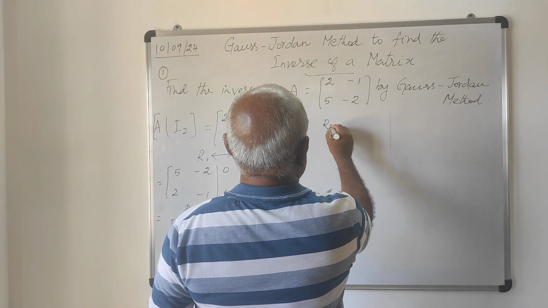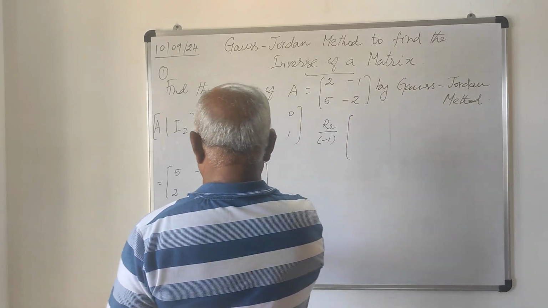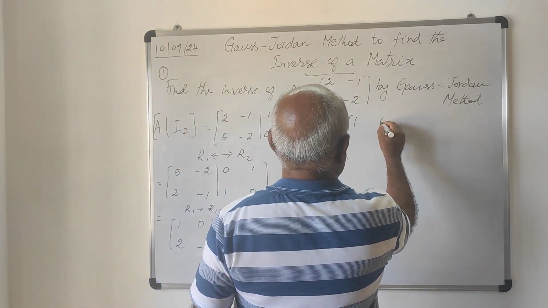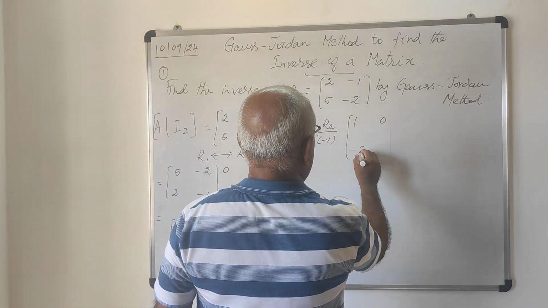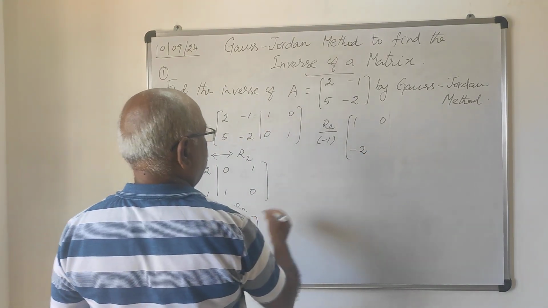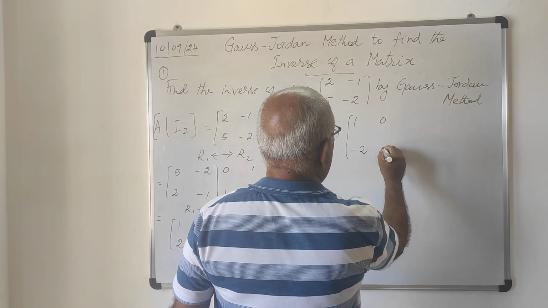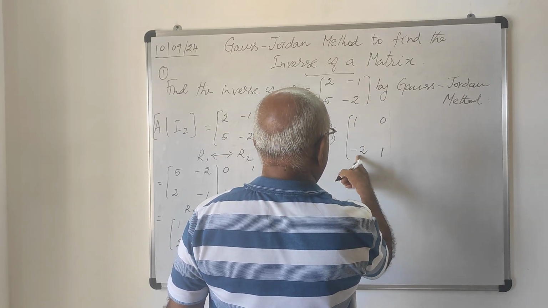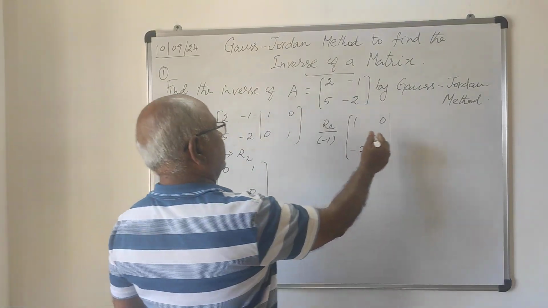So next step, you divide R2 by minus 1, that becomes 1, 0. First row as it is. Second row, 2 by minus 1 is minus 2 and minus 1 by minus 1 is 1. So we derive 1, 0, 1. And we have to convert this minus 2 only to 0, then it becomes identity matrix.